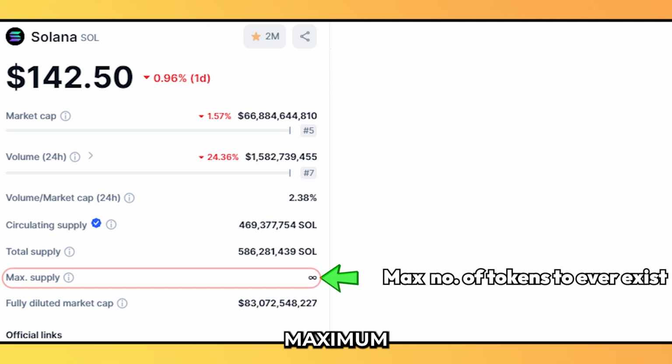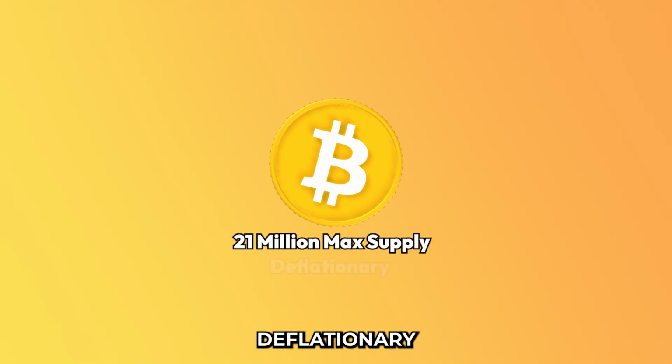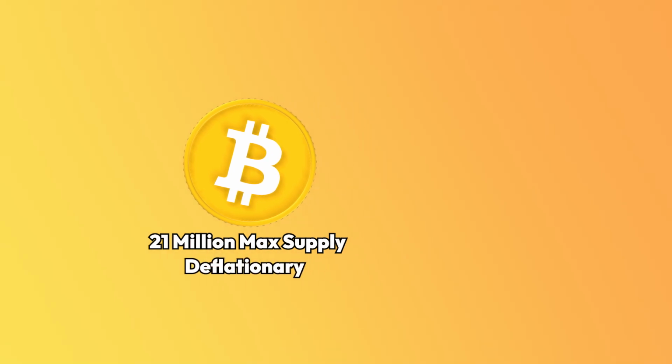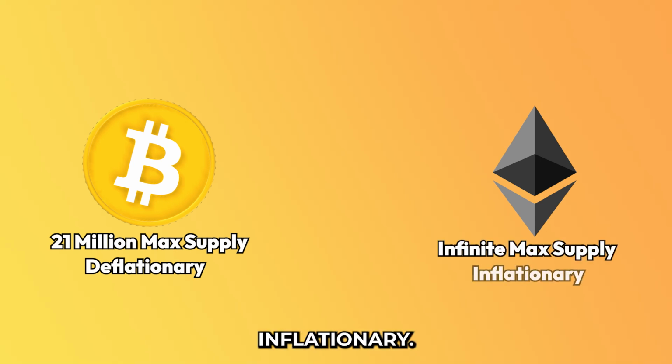Finally, there's maximum supply. This tells us the maximum number of tokens that will ever exist in the lifetime of that cryptocurrency. For example, Bitcoin is popularly known to have a total of 21 million coins that can ever be mined, making it a deflationary currency as the public supply can only be reduced. Ethereum, on the other hand, has no maximum supply, making it inflationary.